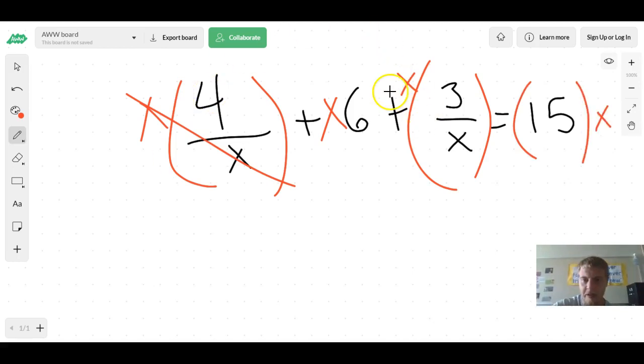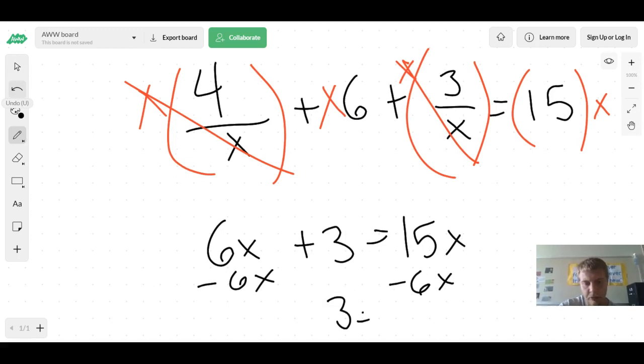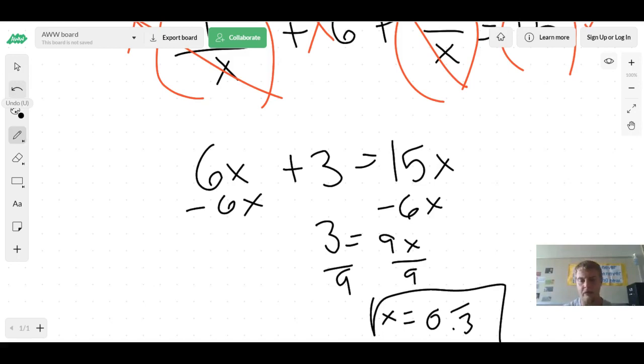Well, this is also dividing by x, so that will actually cancel out, which will leave us with 6x plus 3 equals 15x. And then what we can do is we can get all the x's to the same side, which is going to leave us with 3 equals 9x. And then we can divide by 9, which is going to give us x equals, well, 3 divided by 9 is 0.3 repeating. And that would be our final answer.